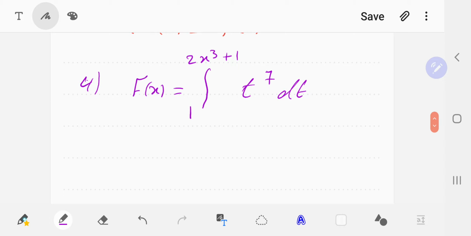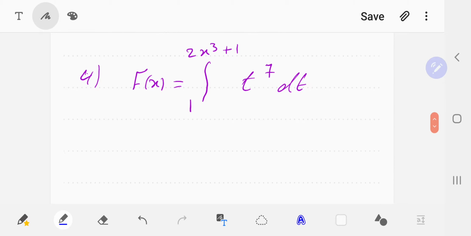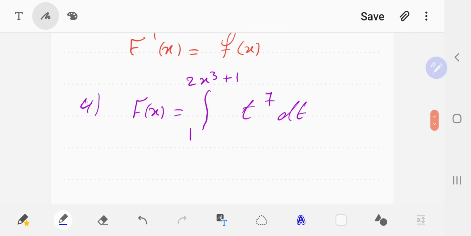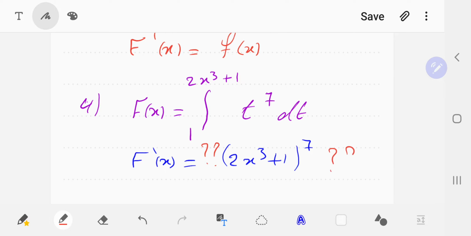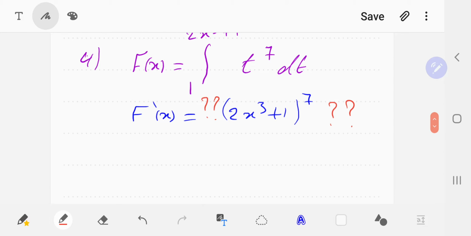What will you get? Let's work it out, because I'm sure that you are expecting an answer like 2x cubed plus 1 all to the power of 7, according to what we did, f prime of x. That's what you are expecting, right? So is that a correct answer? Let's check. Is it correct?